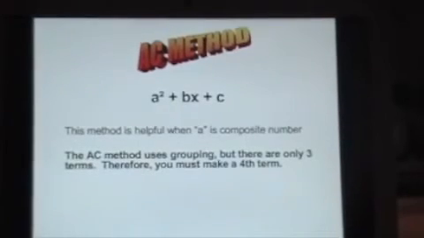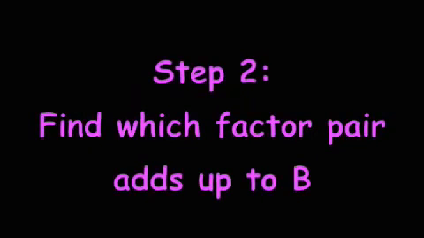The AC method is helpful when A is a composite number. The AC method uses grouping, but there are only 3 terms, therefore you must make a 4th term. Step 1. Multiply A and C. Step 2. Find which factor pair adds up to B. Step 3. Use grouping.